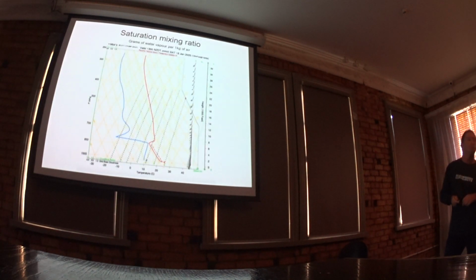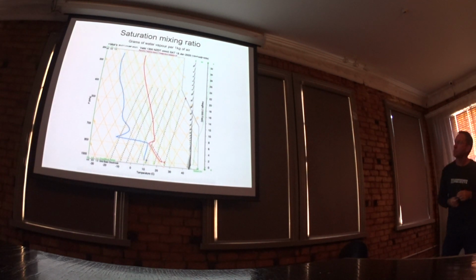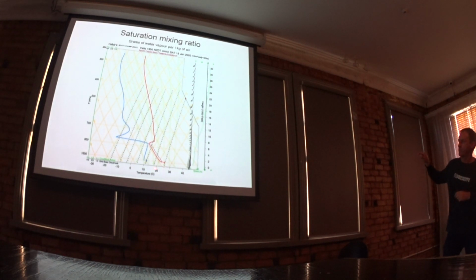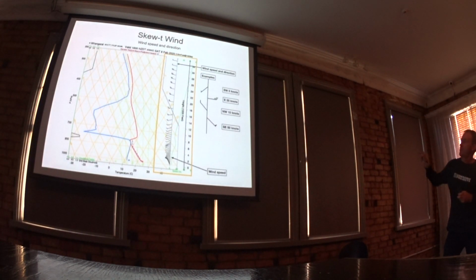Cool, just flip to the next one. Saturation mixing ratio. This is grams of water vapour per 1 kg of air on these dotted lines. And we'll use that soon. It's another way of finding out where cloud base is, or where the condensation level is. So flip to the next slide.